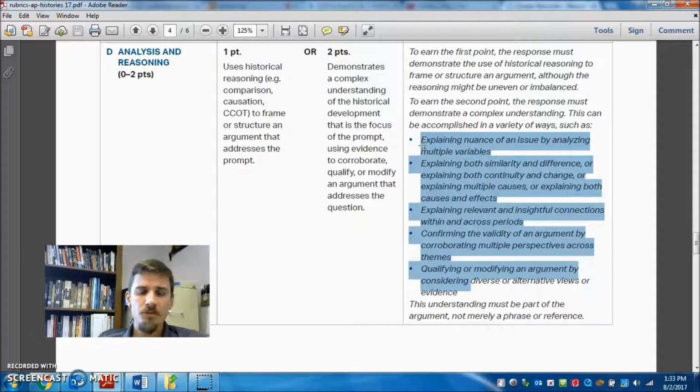Alright, there's more to this document. It talks about the different themes and whatnot. We're not going to deal with that today. All we're looking at are the rubrics.